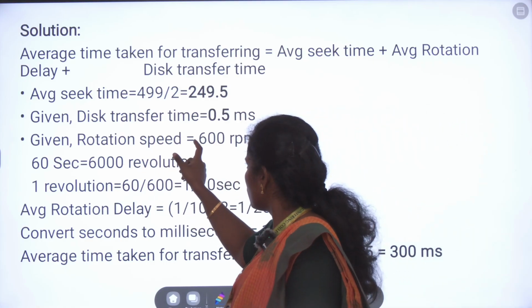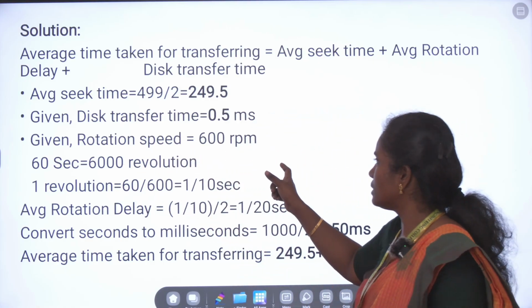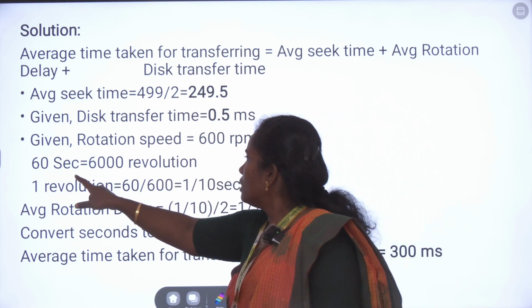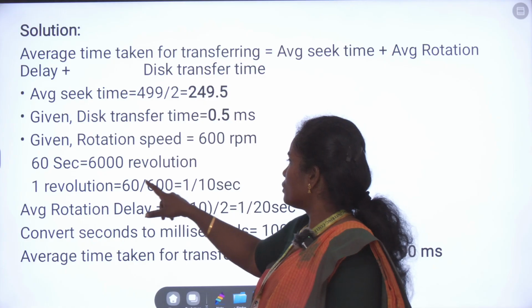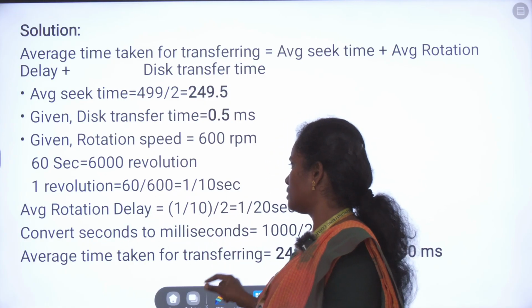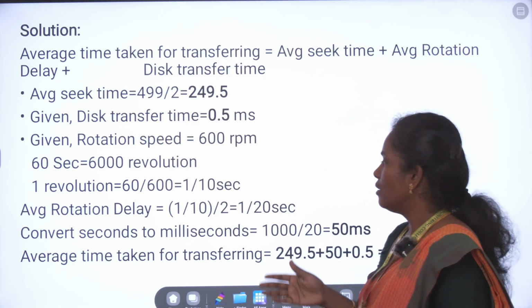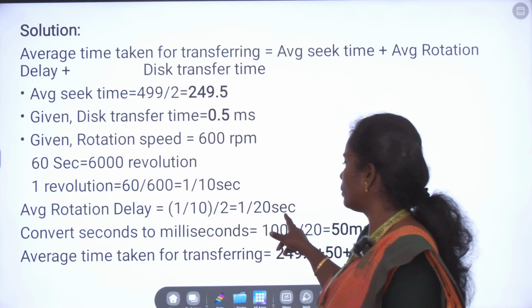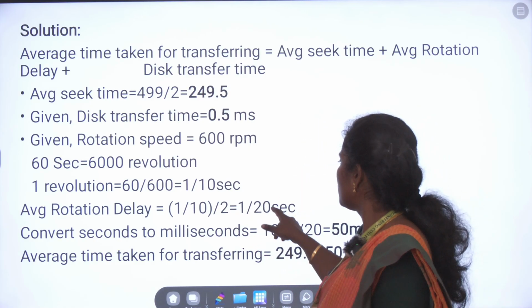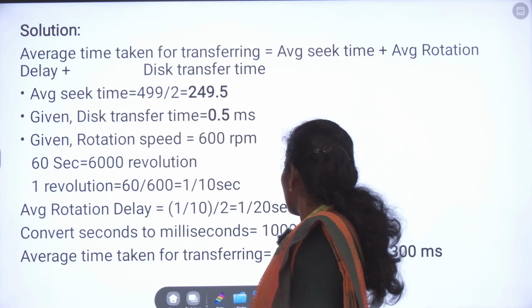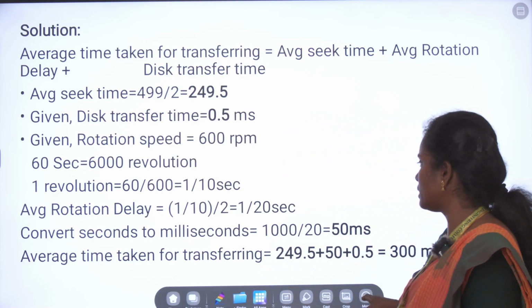The given rotation speed is 600 rpm. Per minute it takes 600 revolutions, so 60 seconds equals 600 revolutions. One revolution is 60 divided by 600, that is 1 divided by 10 seconds. For average rotation delay, we take 1 divided by 10 whole divided by 2, that is 1 by 20 seconds. It is in seconds, so we convert to milliseconds: 1000 divided by 20 is 50 milliseconds.